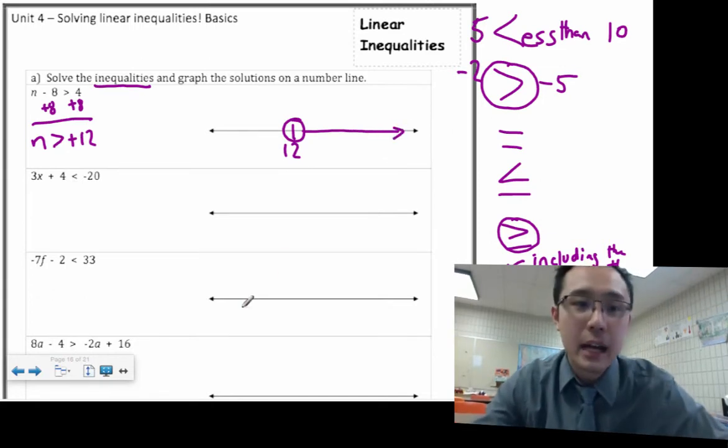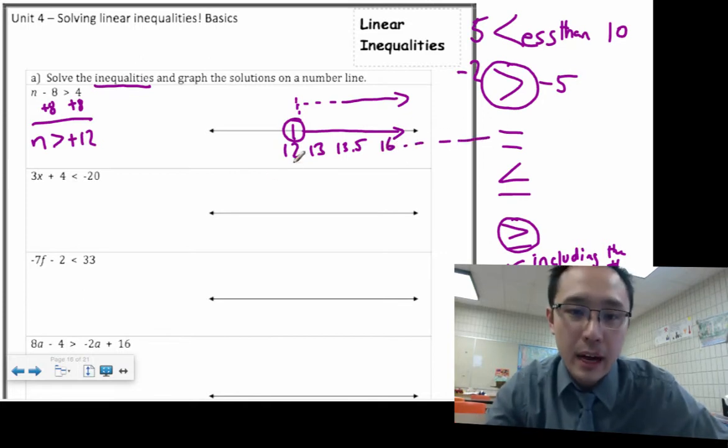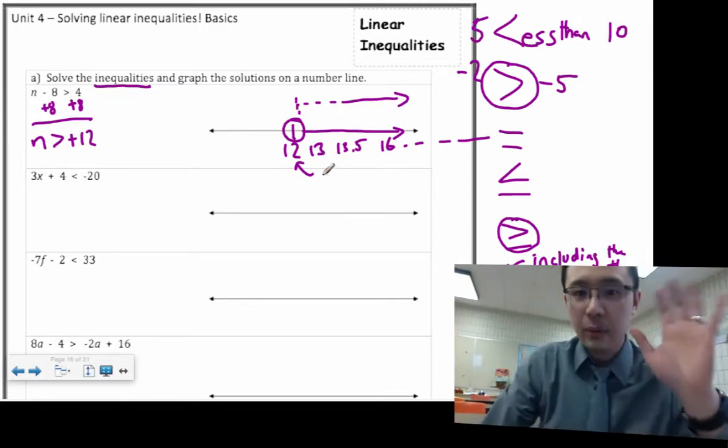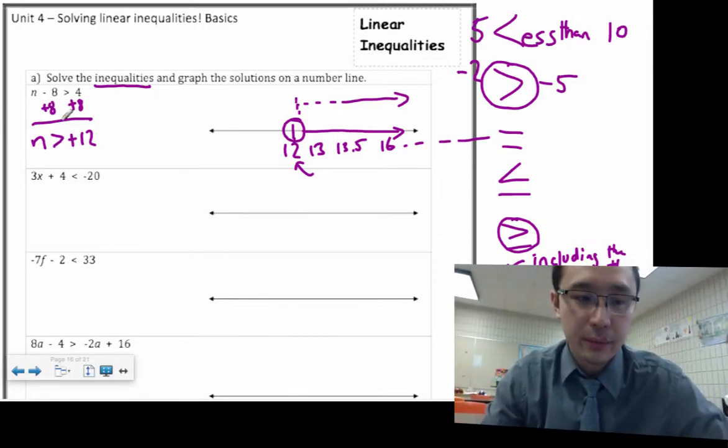So the number n is going to be everything greater than 12, so 13, 13.5, 16, and so on. But it will never be at 12. It can be 12.01, 12.1, whatever. As long as it's greater than 12, this would satisfy this inequality.